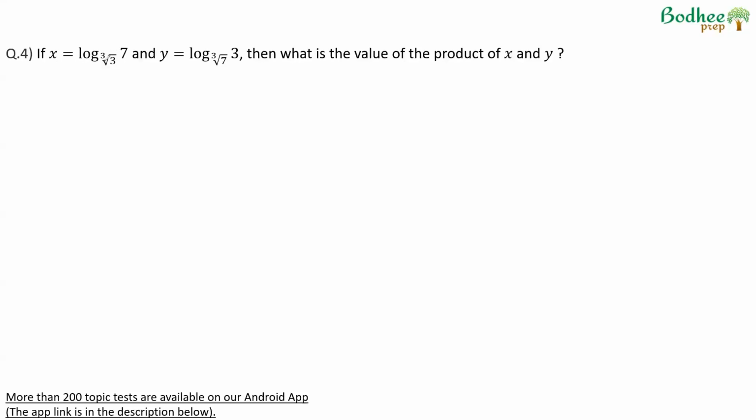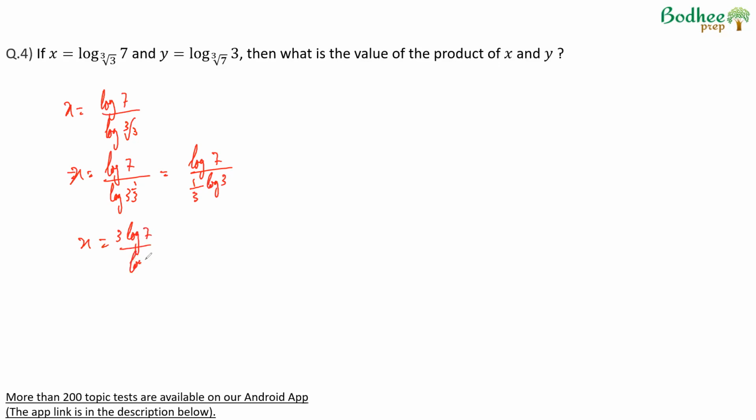X is log of 7 to the base cube root of 3. Y is log of 3 to the base cube root of 7. We will find the value of the product x and y. X can be written as log of 7 upon log of cube root of 3. This is nothing but log of 7 upon log of 3 to the power 1 by 3. This becomes log of 7 upon 1 by 3 log of 3, and therefore the value of x will be 3 log 7 by log 3.